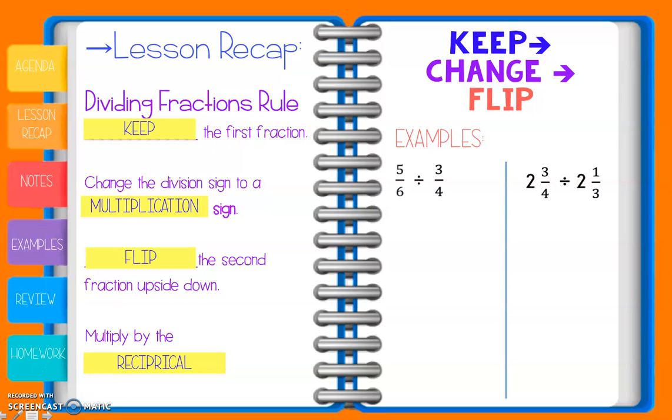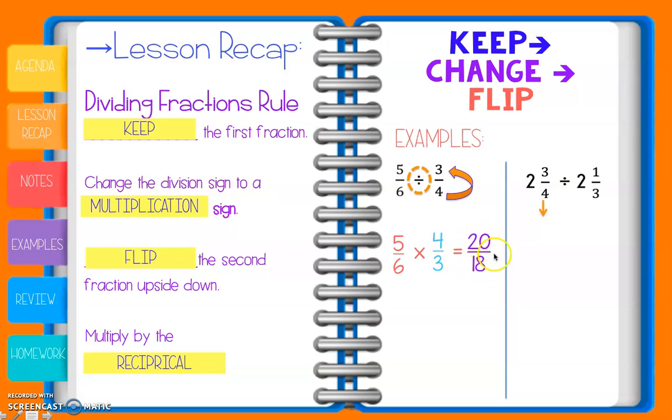So here's our examples. Our first one, we have 5/6 divided by 3/4. So in our example, we're going to keep the 5/6. We're going to change our division to multiplication, and then we're going to flip 3/4 to become 4/3. Once we do that, then we're just going to multiply straight across. 5 times 4 is 20. 6 times 3 is 18.